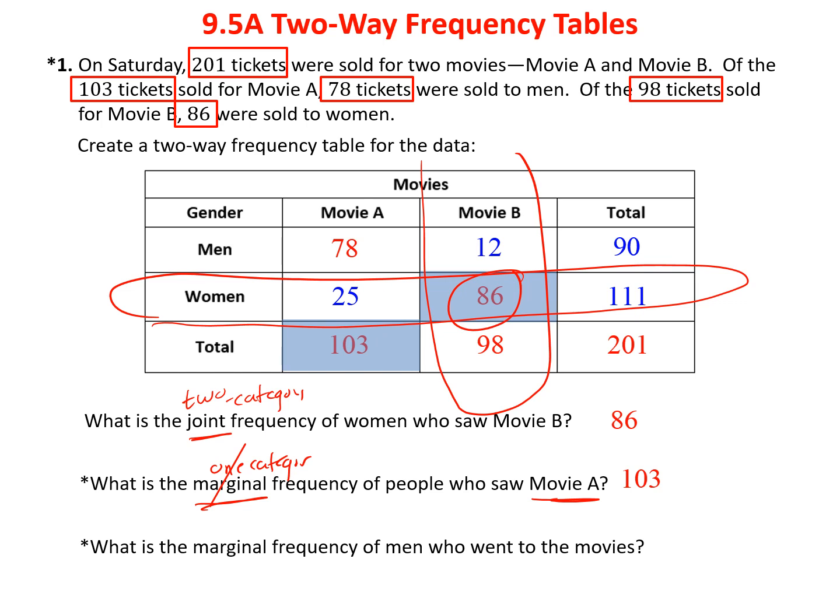Lastly, what's the marginal frequency? Again, marginal means just one category. What's the marginal frequency for men who went to the movies? So the key thing is I want to know who the men were. So that's going to be the total of the row. The total number of men was 90. So that would be the answer to that one.